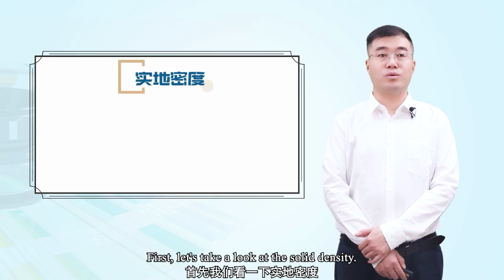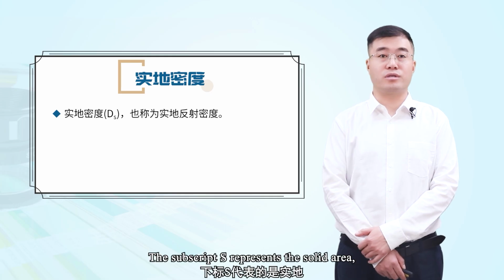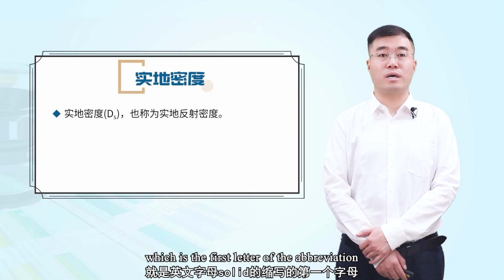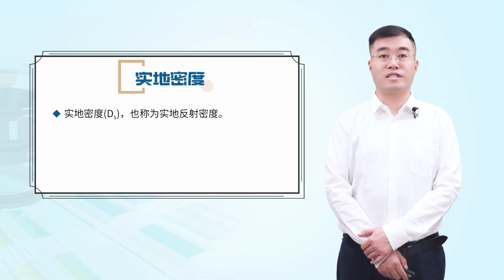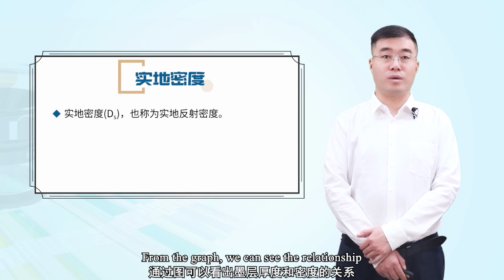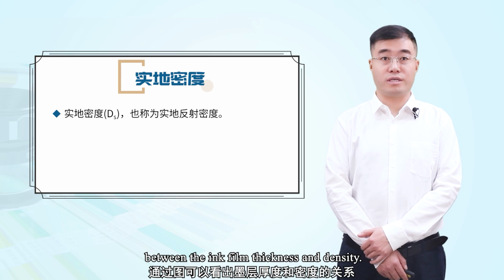First, let's take a look at the solid density. In printing, we usually use the letter DS to represent the solid density. The subscript S represents the solid area, which is the first letter of the abbreviation of the English word solid. It is also called the solid reflection density. From the graph, we can see the relationship between the ink film thickness and density.